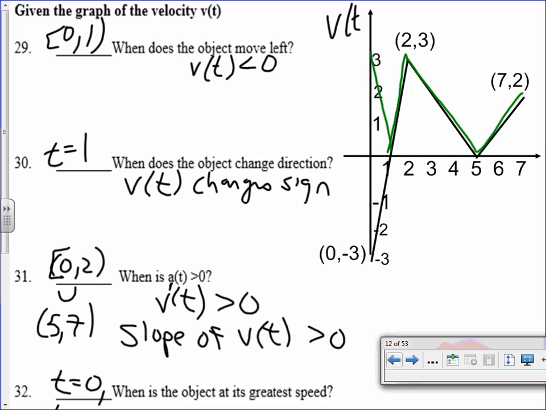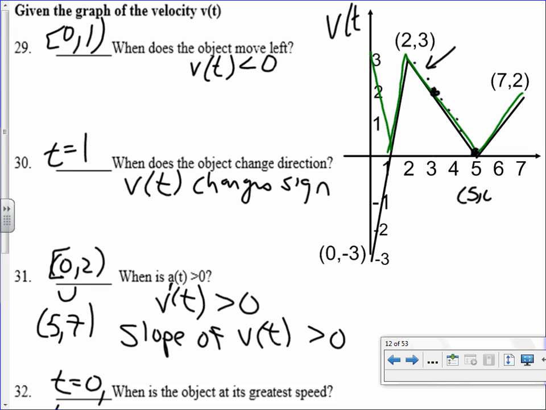At 3, where are we? We're right here. The slope, because it's a straight line, is the same as the slope of the whole segment. The slope at any point on this segment is the same as the slope of this segment. So we'll just use slope formula. We got this point here.